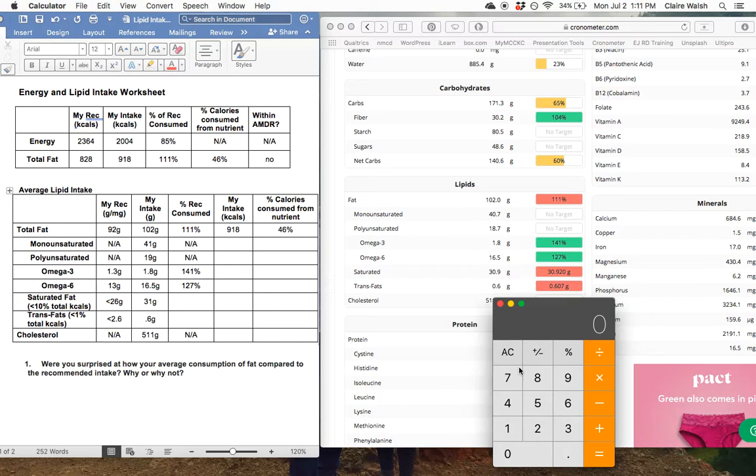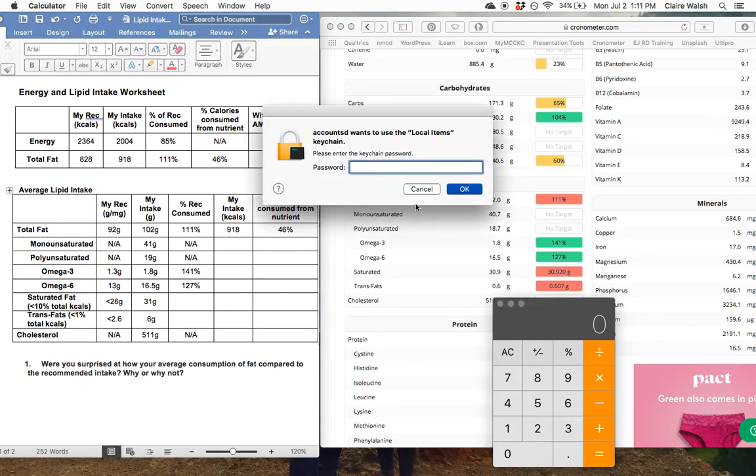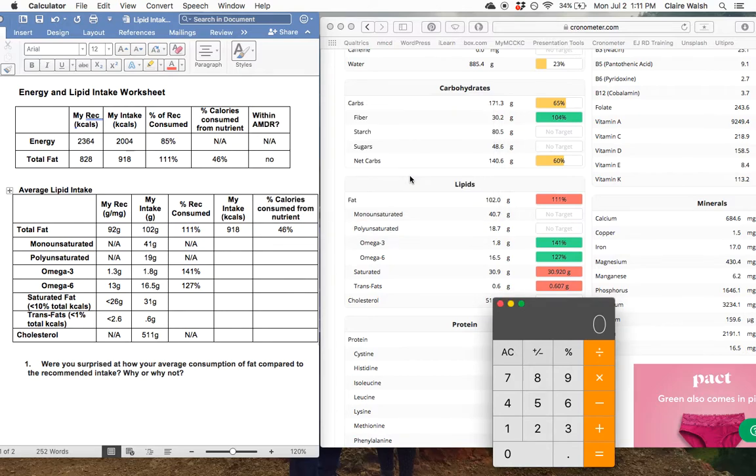If you can't tell, I did not practice this beforehand, so I apologize. Also apologize for that pop-up box. I don't know how to make it stop doing that. If you do and can tell me, I would really appreciate it.